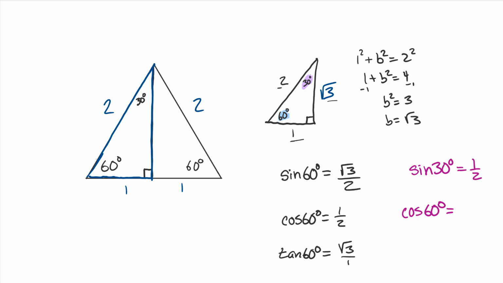There goes my dog. So cosine of... Oh, why did I write 60? Not 60. I was thinking about that.